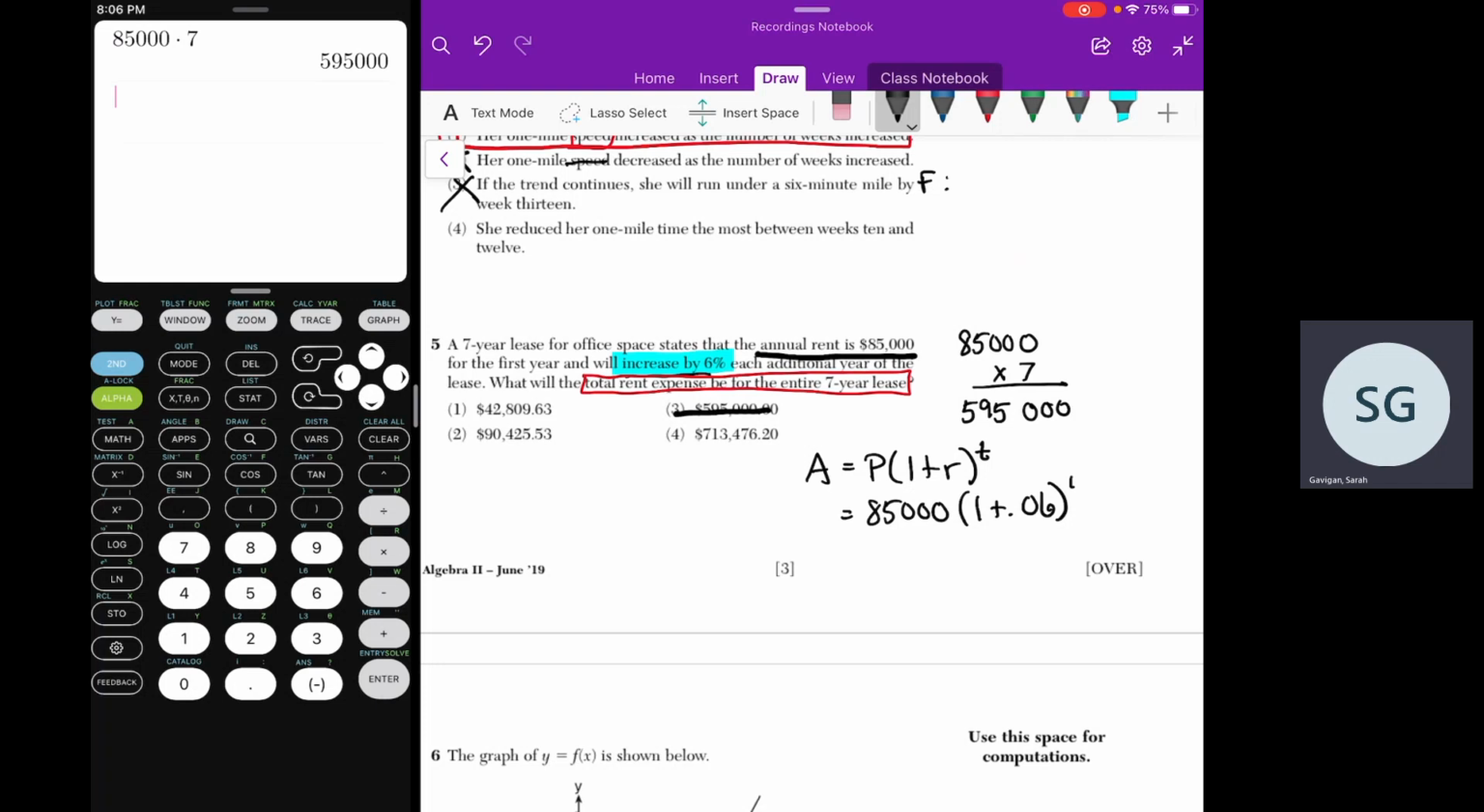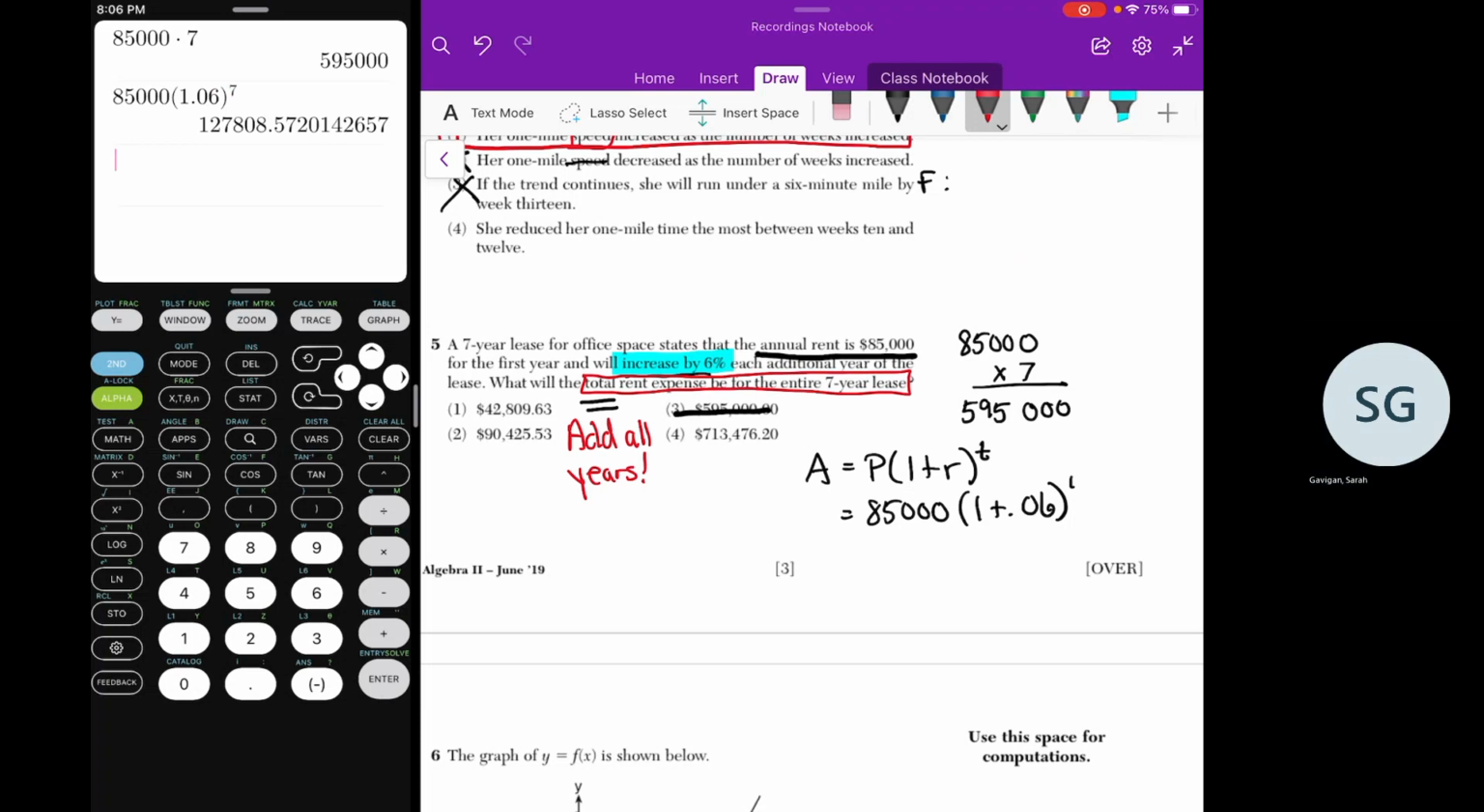What we have to do is find the total rent expense for the entire 7 years. So we have to add up all of the years in order to get this. Now, if we tried to type in 85,000 times 1.06 and raise that to the, let's say, the 7th, we'll get that number. That's not even an answer choice. That's just how much it's going to be in the 7th year.